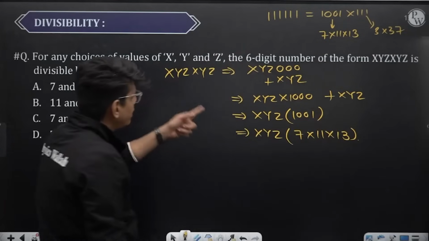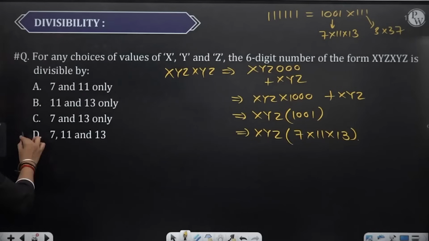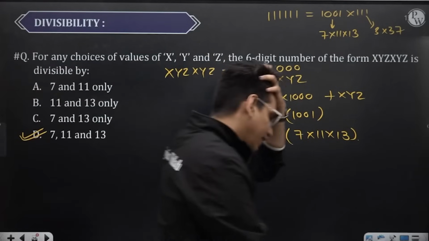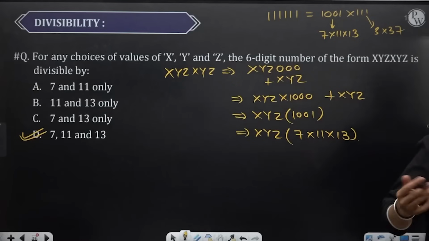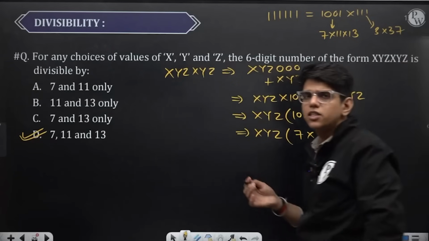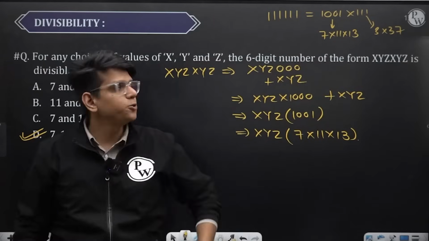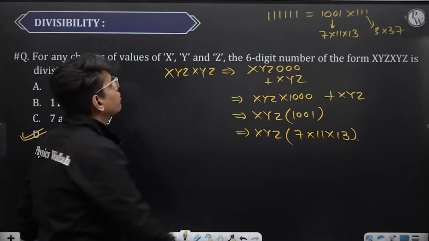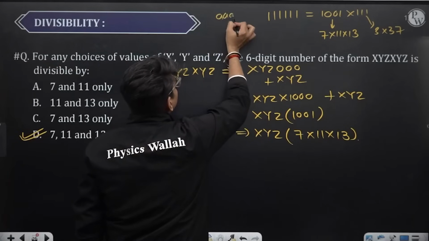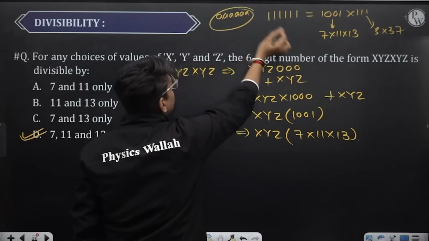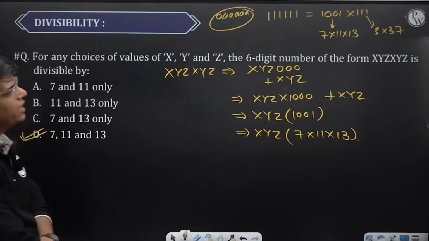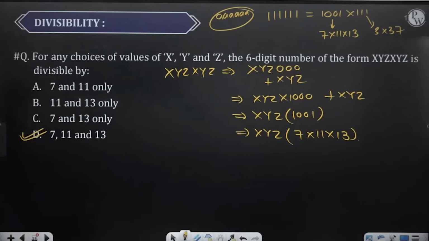So this number is divisible by 7, 11 and 13. So D is the answer for this question. Apart from the common rules, like the rule for 3, the sum of the digits should be divisible by 3. Similarly, you should remember this condition. Any number of the form a is divisible by 3, 7, 11, 13 and 37.